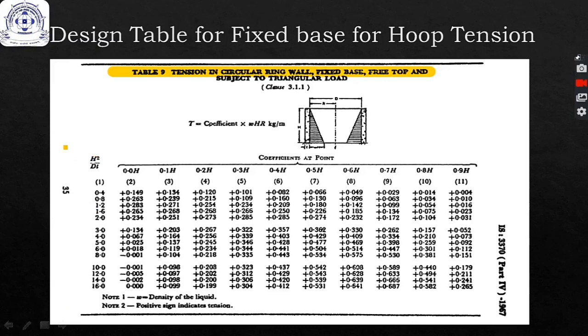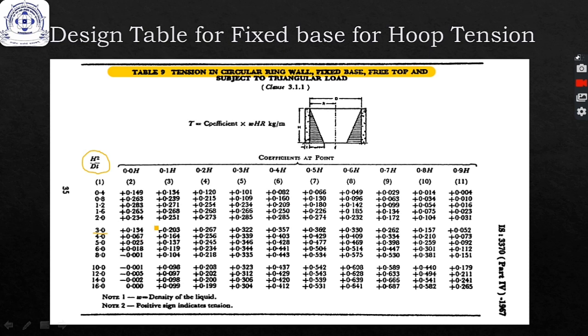Now how do we use this table? It is very simple. First of all, we calculate this value H square by D t for your particular tank. H is the height of the tank wall, D is the diameter of your tank wall and t is the thickness of your tank wall. So first of all, you will have to assume this thickness. Either you can take 180 mm, 200 mm, 250 mm, anything. On the basis of this, we calculate the H square by D t ratio. For example, our value of H square by D t is coming out to be 3.